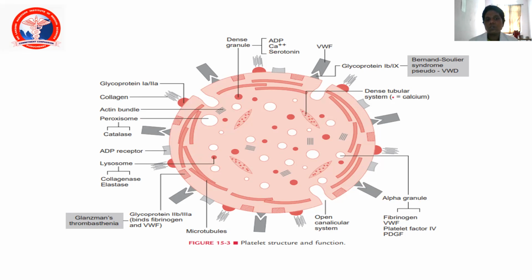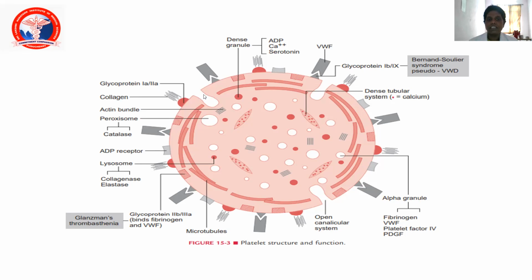And what is the role of the actin and myosin bundle that is present within the cytoplasm? These cytoskeletons help in the contraction of the platelet in the process of clot formation. Once it is contracted, it becomes strengthened. That's the reason this contraction should take place.